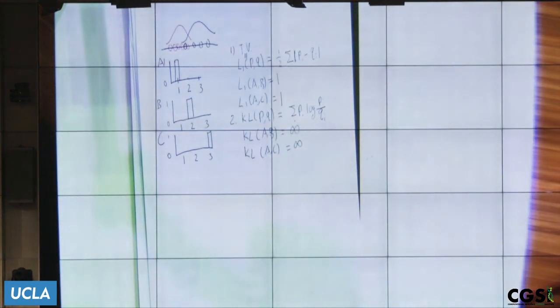Okay, so it's a very simple example, but it captures the idea that the metrics that you think about, the standard metrics, are not the appropriate metrics for defining distance between data sets or between distributions.